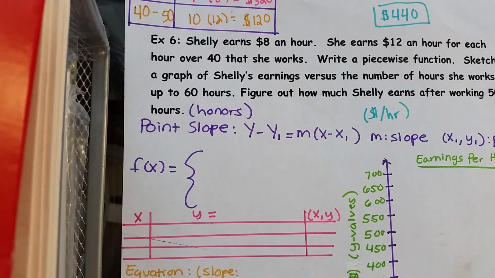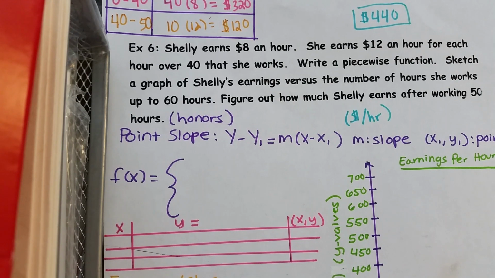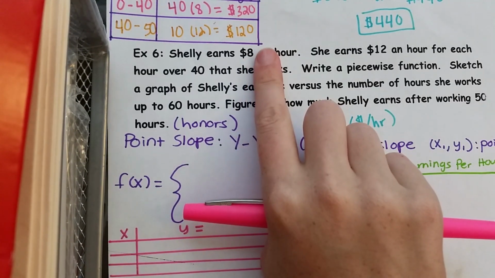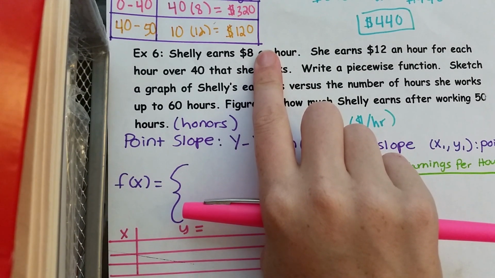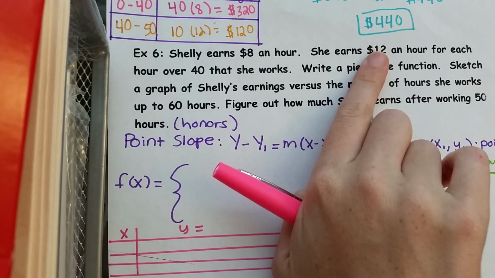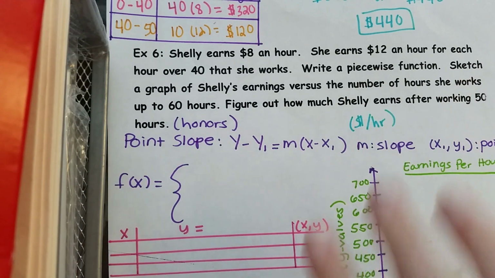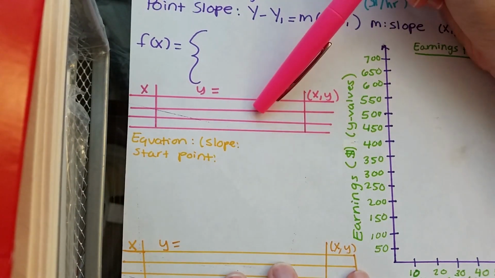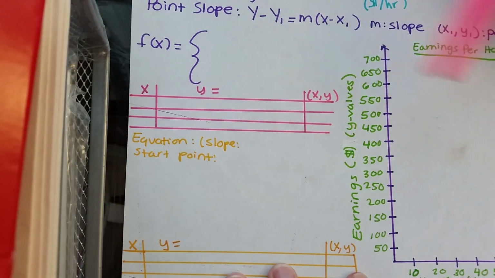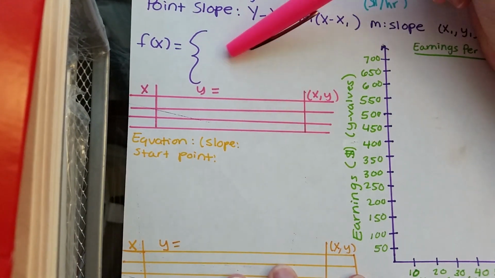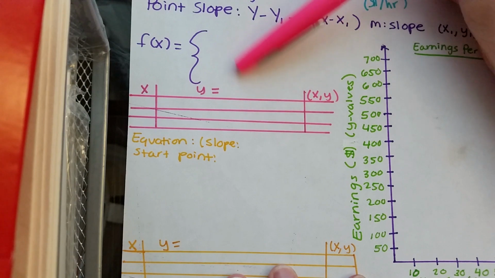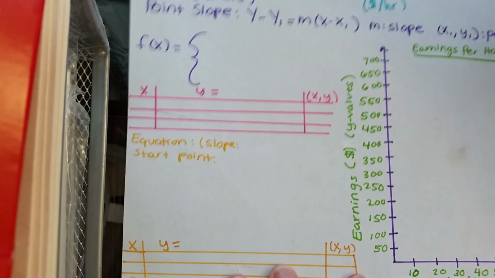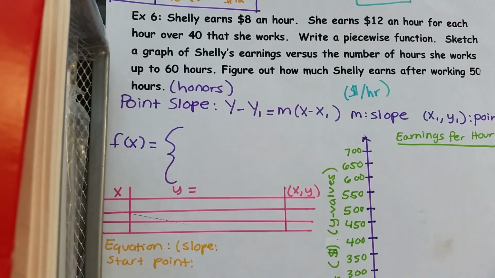Alright, so we know we're going to have two piecewise functions because there are two scenarios going on. In one scenario, Shelly earns $8 per hour, and in the other, she earns $12 per hour. So those are going to be our two functions we're focusing on. Once we come up with our functions, like before the graph, we're going to fill out our chart and just graph. So that part won't be too bad. The hardest part with these problems is actually coming up with your piecewise function. Alright, so let's continue on.